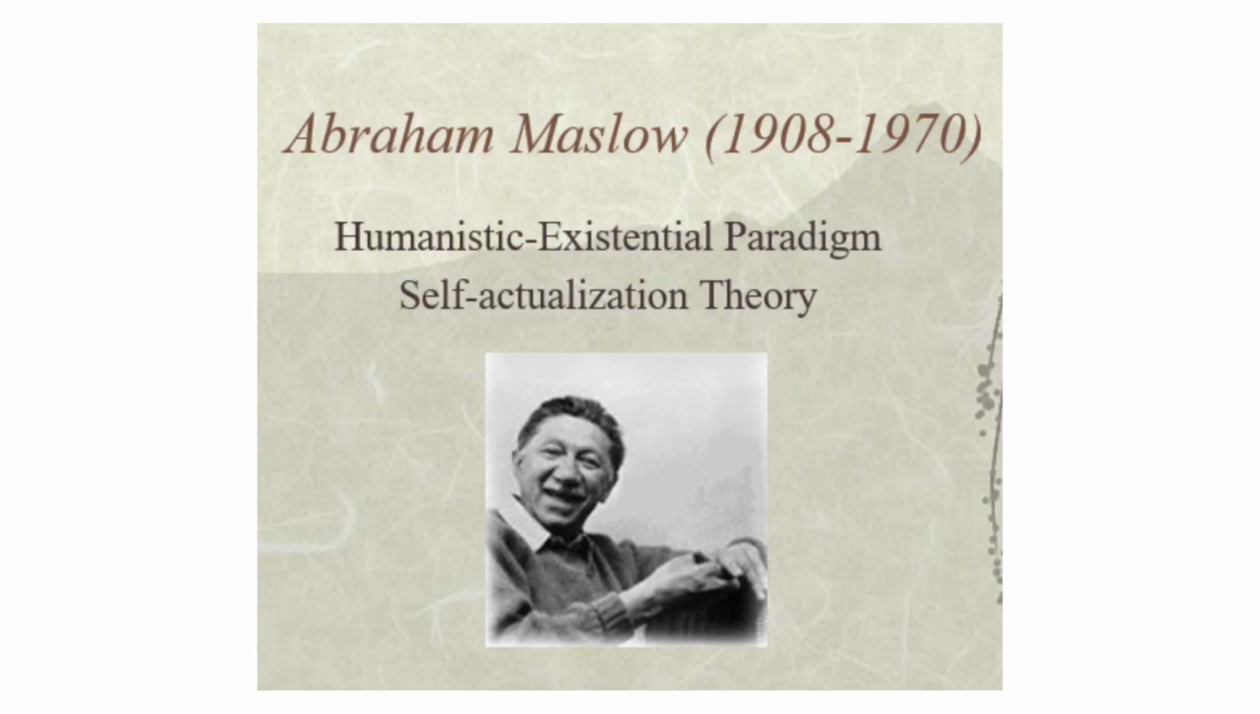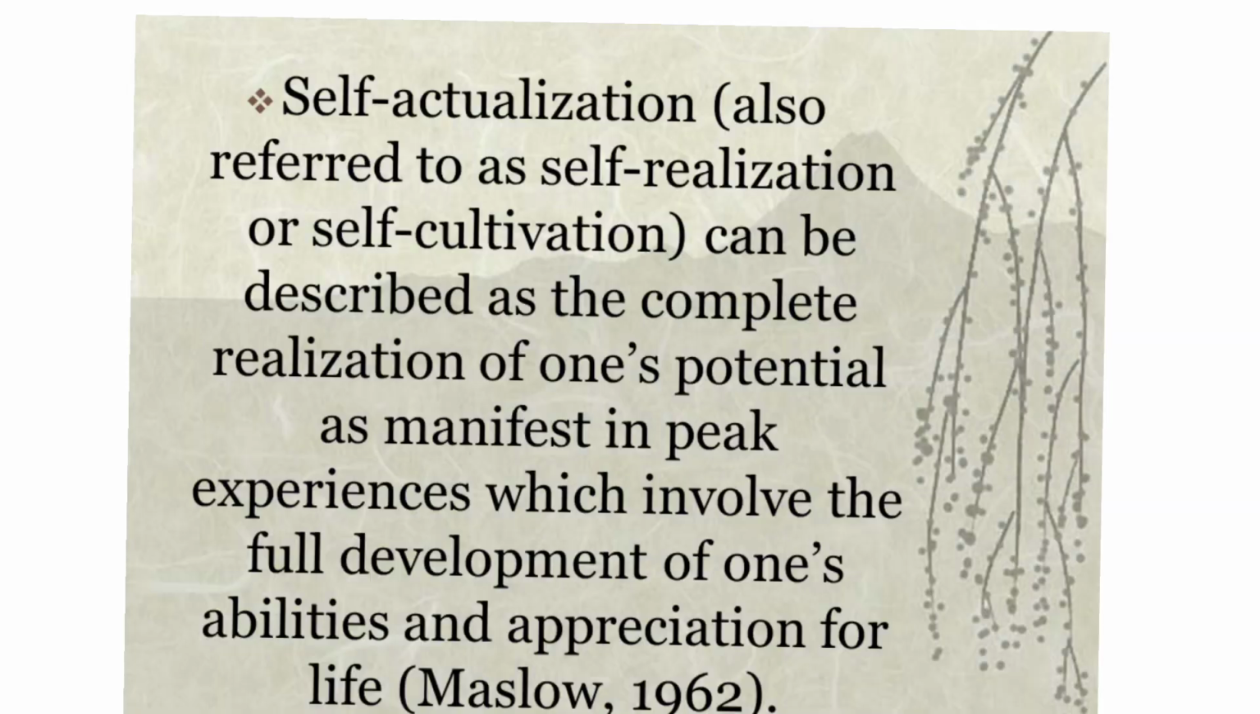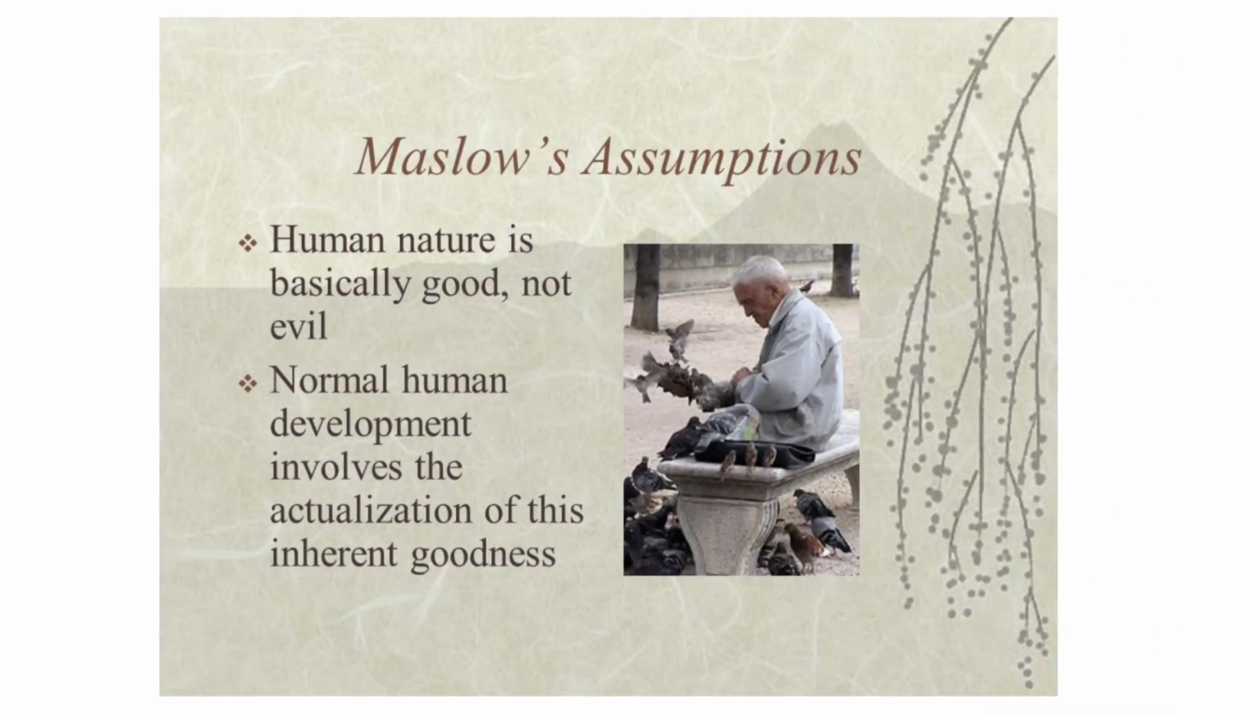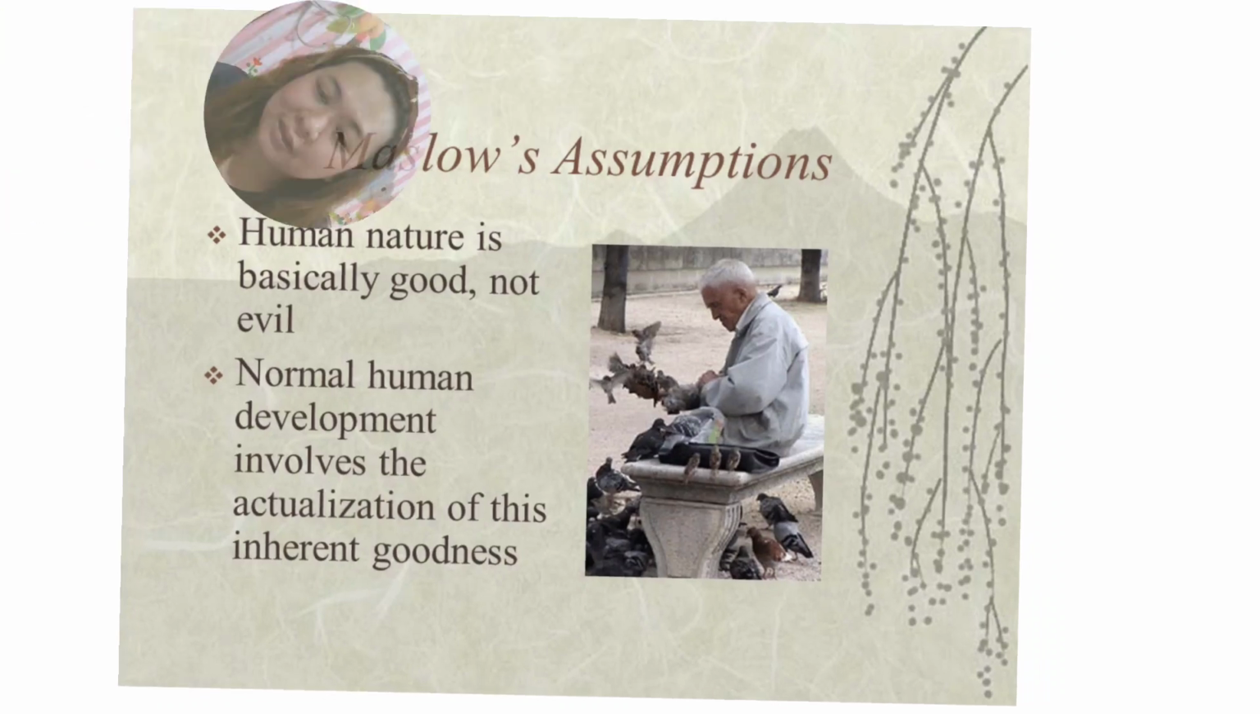All right, so today we're going to talk about Maslow's hierarchy of needs. This is actually the self-actualization theory. According to Maslow, every human, or human nature, is basically good, not evil. So we are born good, and normal human development involves the actualization of this inherent goodness, right?